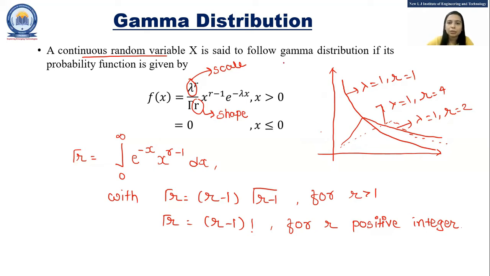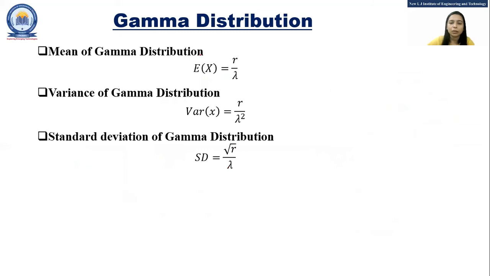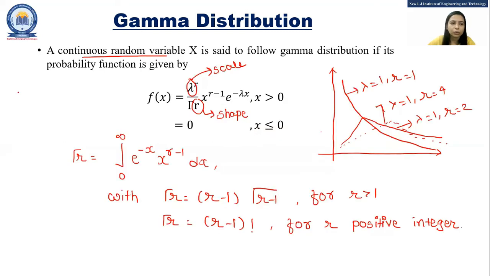Now this gamma distribution is used to identify the amount of time until n events are completed. Now let's see the constants for the gamma distribution. The mean of the gamma distribution is E(X) equal to r upon lambda. The variance is r upon lambda square, and the standard deviation is root r upon lambda. Apart from this, the gamma distribution is also a generalized case for many probability distributions. So if we put the value of r equal to 1 over here, we get the exponential distribution.